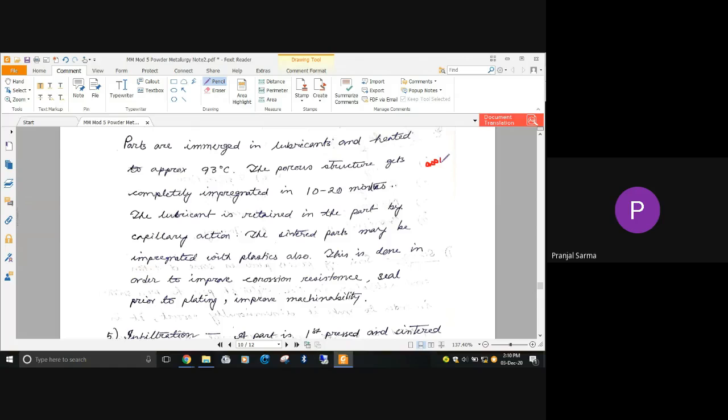Powder metallurgy parts are mostly porous structures. Some pores are always there in between. So, whenever we impregnate this particular part with some lubricants and heat it up to this kind of temperature, the porous structure gets impregnated with whatever wax or lubricant we are using.